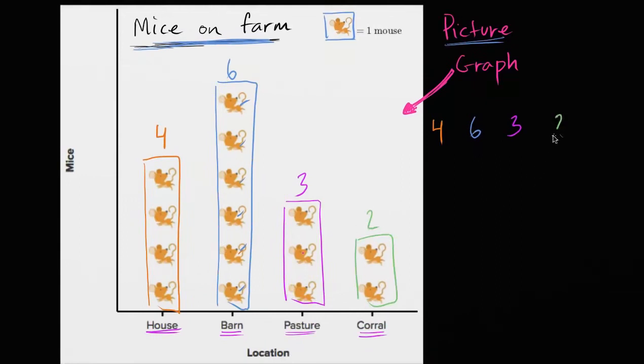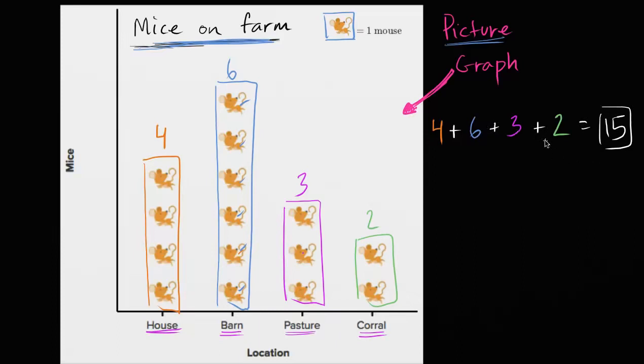So if someone asked you how many total mice there are on this farm, you would add all of these up. You would say 4 plus 6 is 10, plus 3 is 13, plus 2 is 15. 15 total mice on the farm.